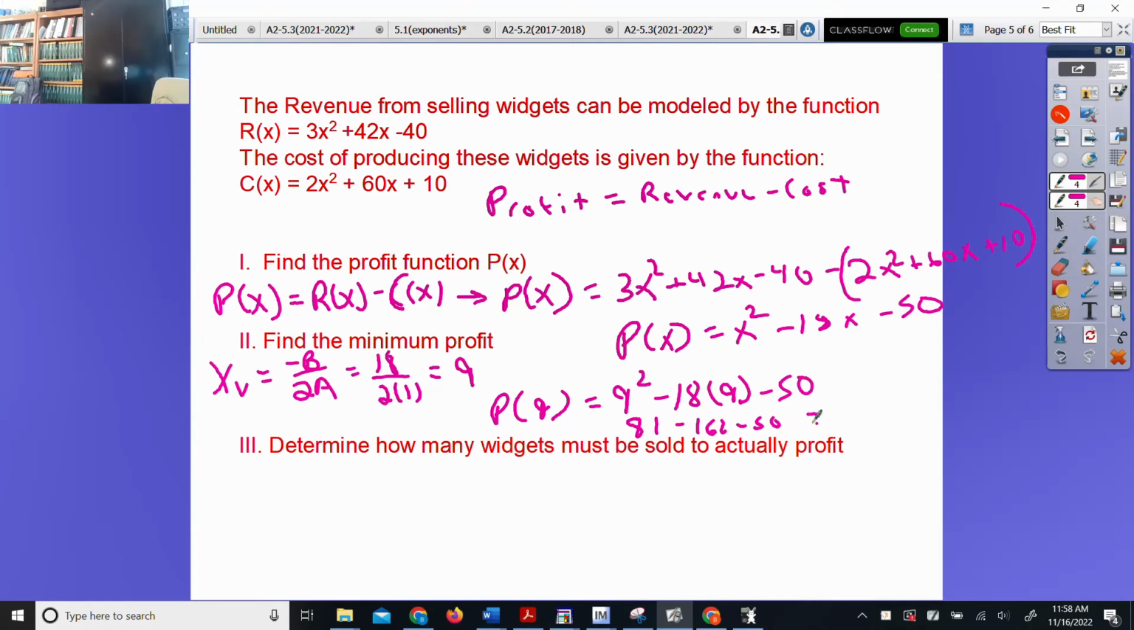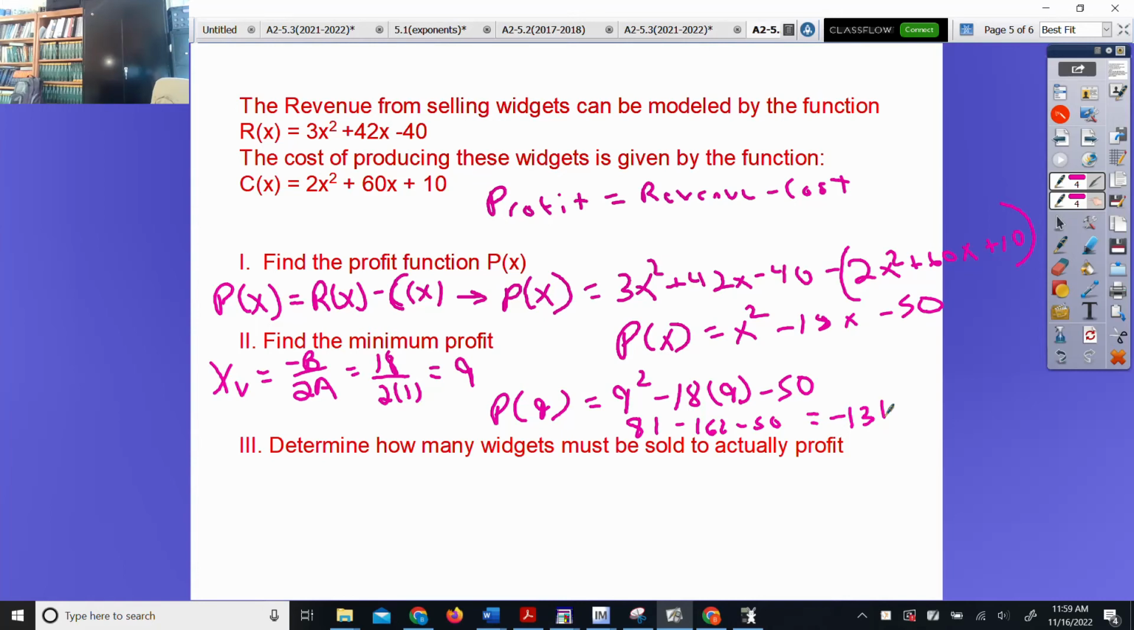You guys are in possession of the most advanced supercomputer in existence, and you just don't want to use it. It's your brain, by the way. You want to use something lesser, because it's easier, right? Negative 131. So if you sell 9 widgets, how much money did you make? Didn't make anything. You lost money, didn't you? You have to sell more than 9 widgets to make any money.